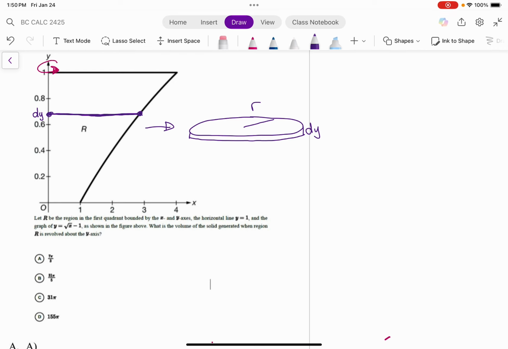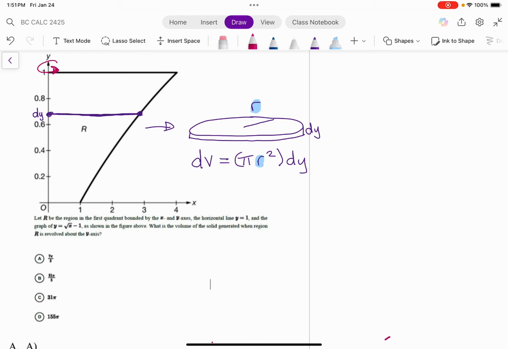Once we know the radius, then we say the volume of this disk, we call that dV. It's a small change in volume. As you move along the y-axis on this solid, you're moving through, and there would be a little change in volume, and that is pi r squared, the area of the face, times the height, which is dy. We need to find an expression for r.